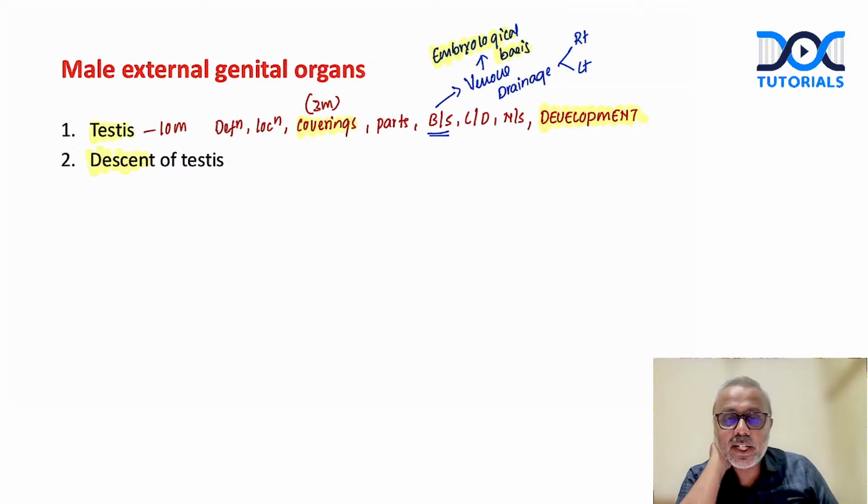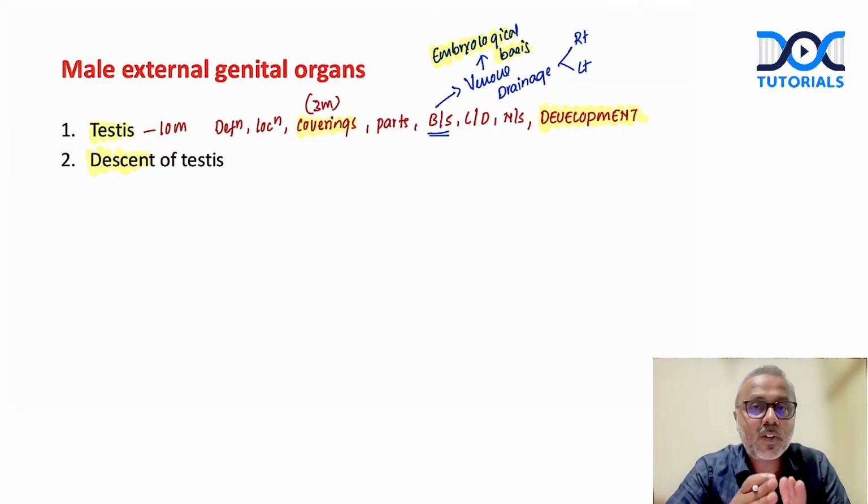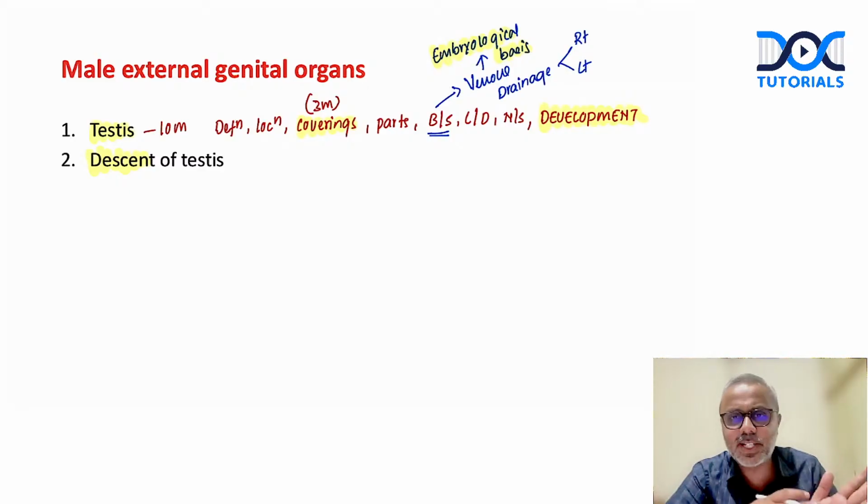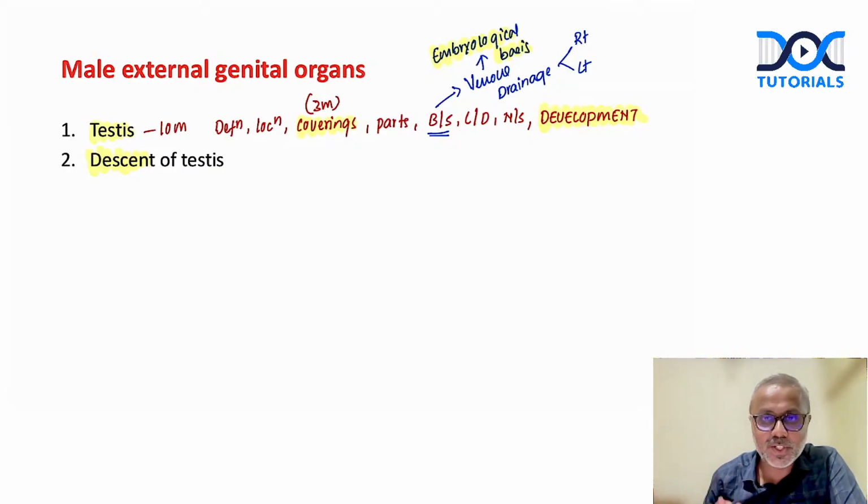Why do they drain into the left renal vein on the left side? Okay, this is very often asked as a reasoning type of question. So this is one organ in the body where venous drainage becomes more important than the arterial supply. The arterial supply is simple, testicular artery, branch of the abdominal aorta. But more important is its venous drainage, right?